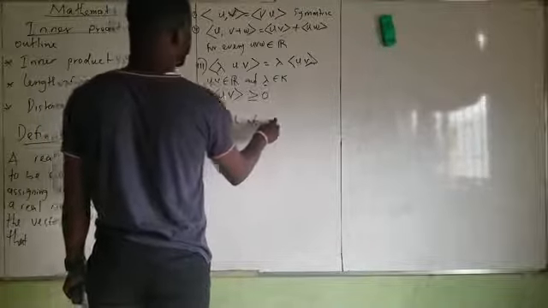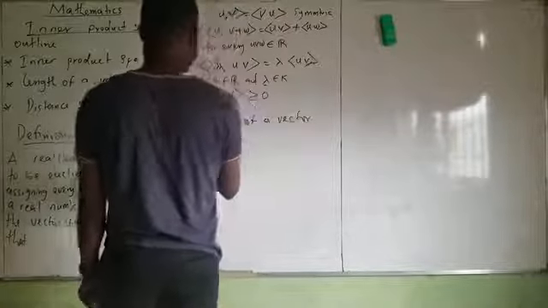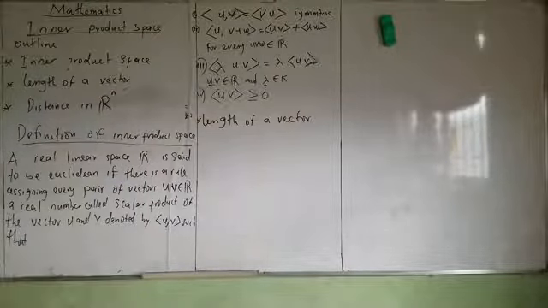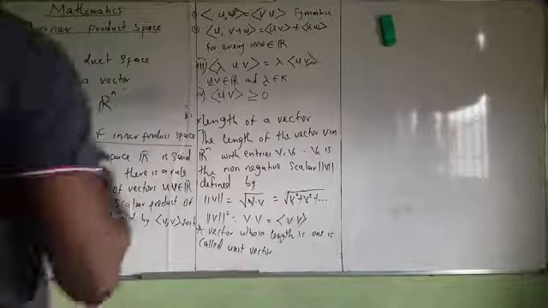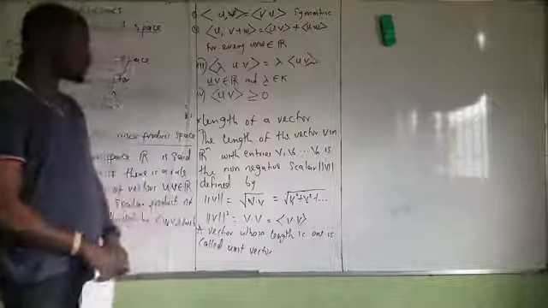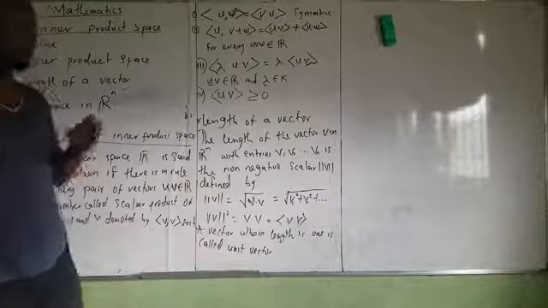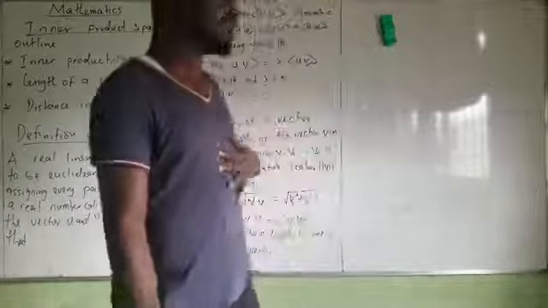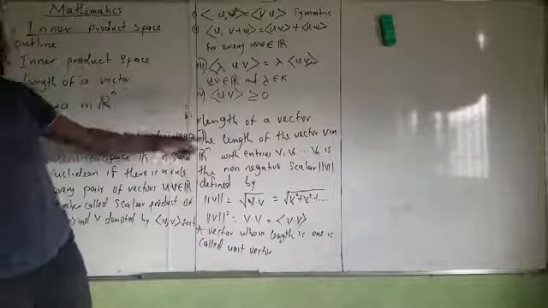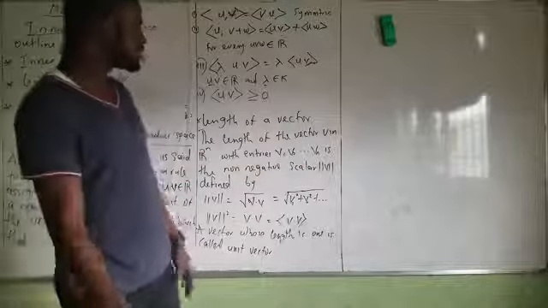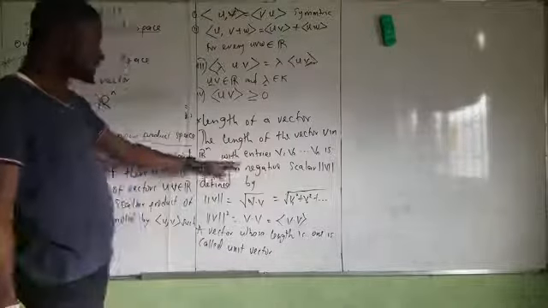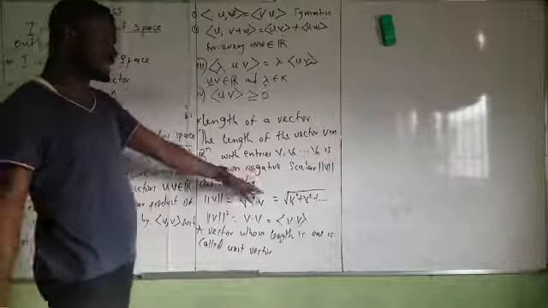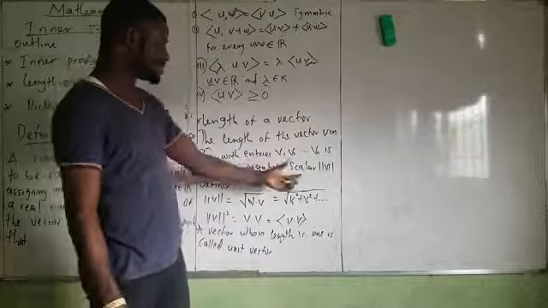Length of a vector. When we talk about the length of a vector, just notice that you are working in line with the magnitude of a vector. It means you are talking about a value. The length of a vector v in R with entries v1, v2, v3 is the non-negative scalar. Non-negative scalar is just like this.